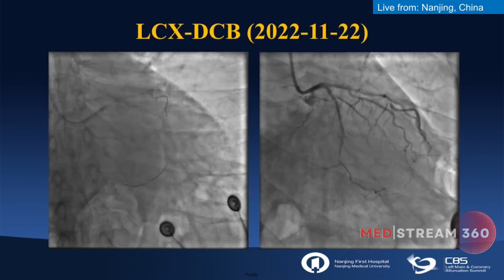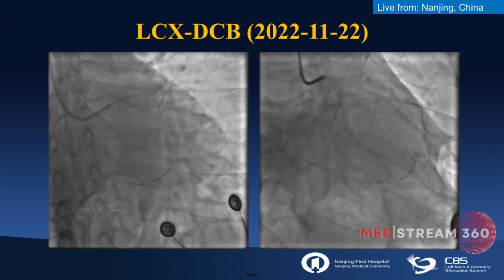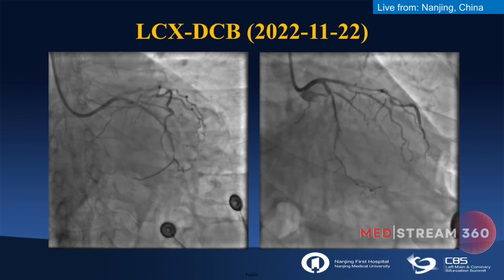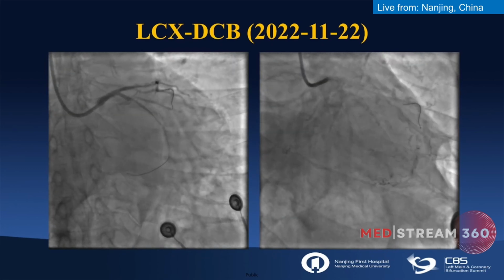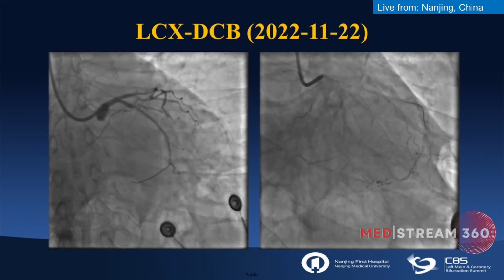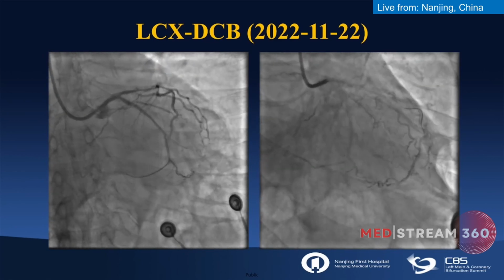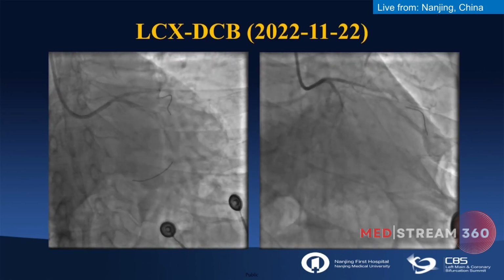Next. The operator chose to treat the LCX CTO and used a DCB. The size is 2.25 and the length is 30 millimeters because the LCX size is small.